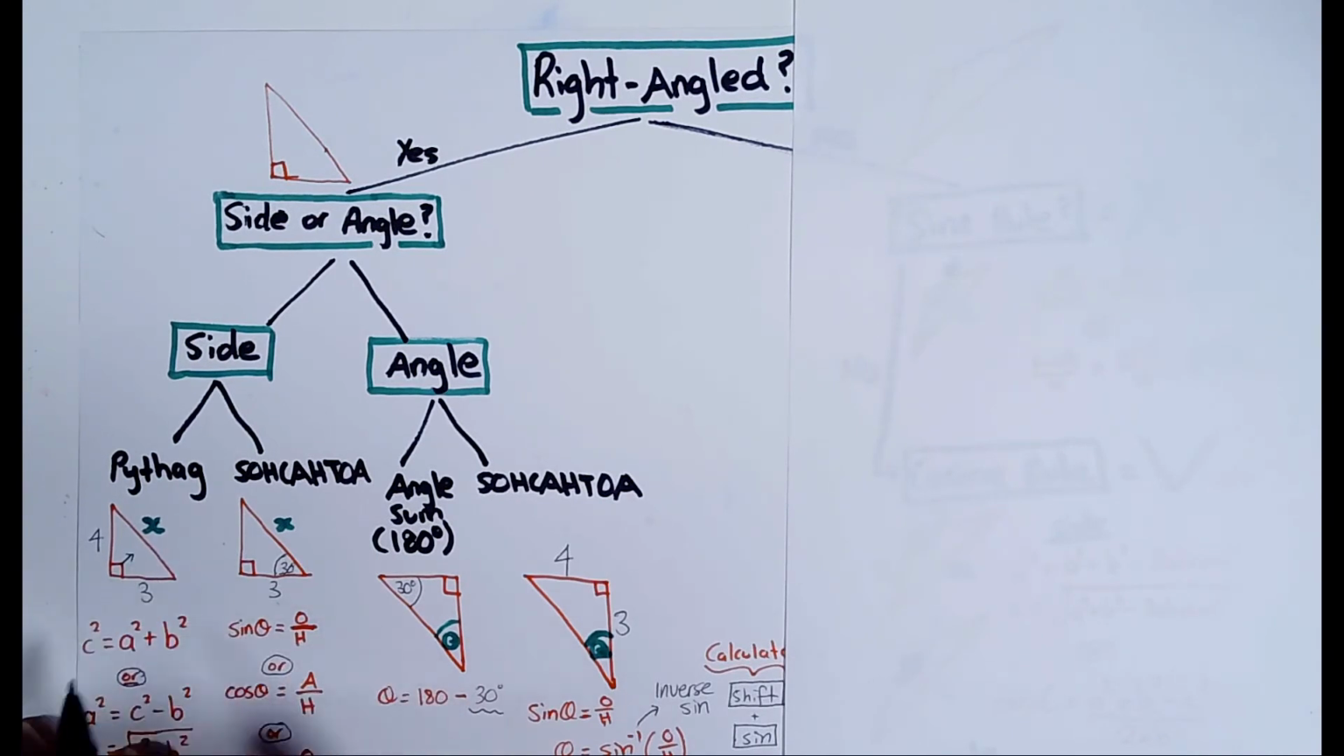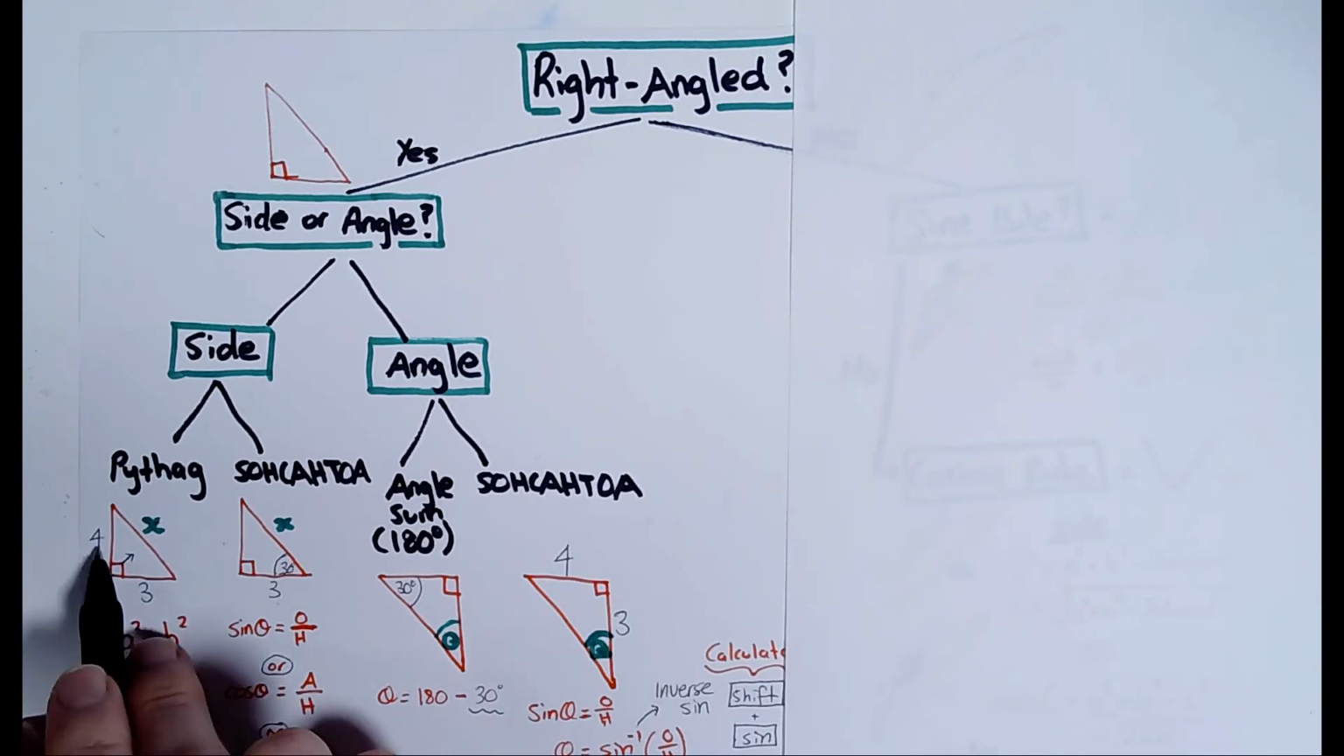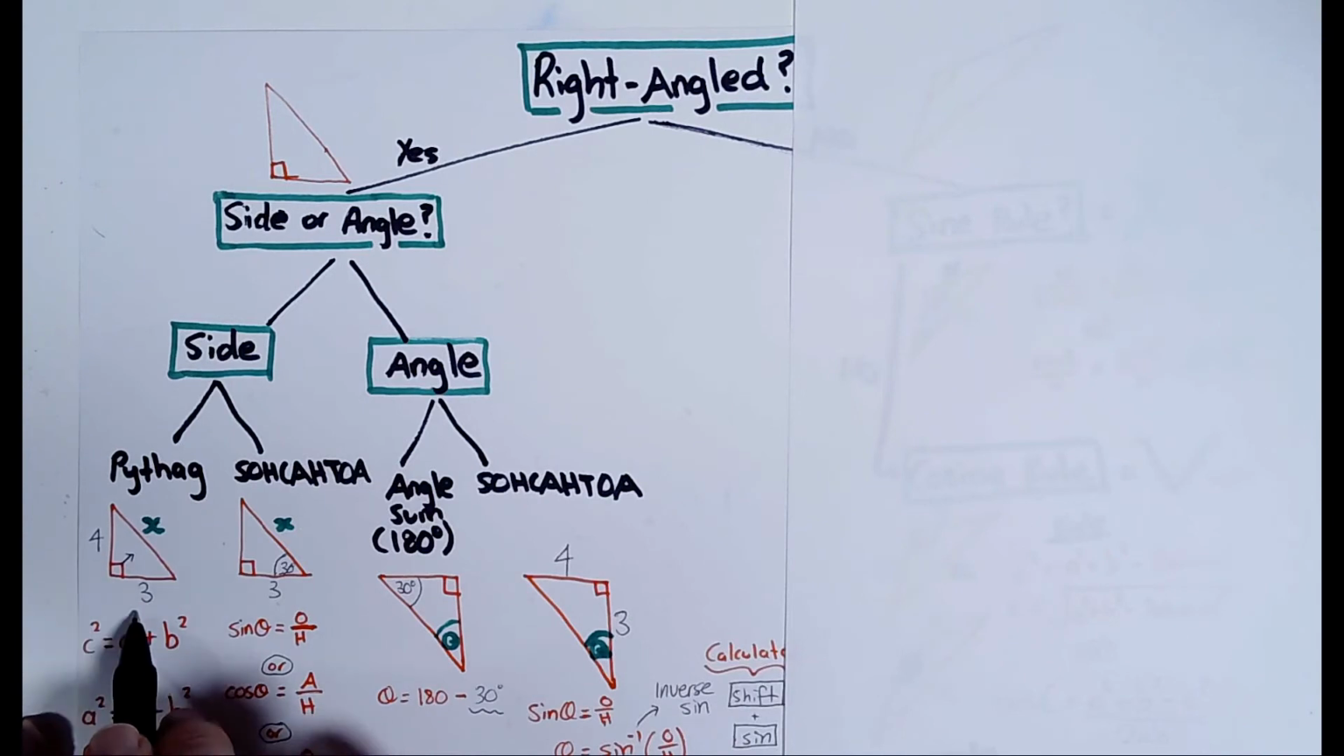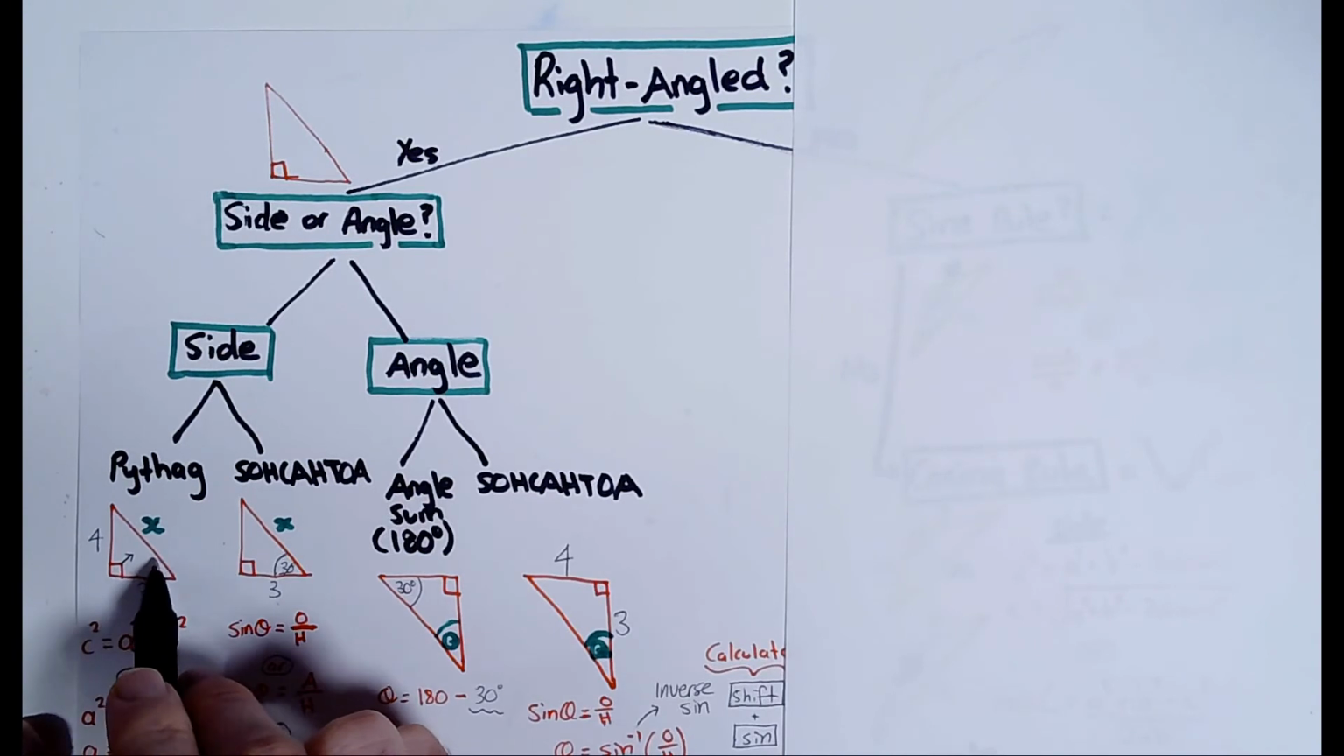So to find that, we would use c squared equals a squared plus b squared, where a and b represent these two short sides. They're called the short sides. It doesn't matter which one represents a or b, as long as you don't get them confused with the hypotenuse, the longer side, which in this case is x.